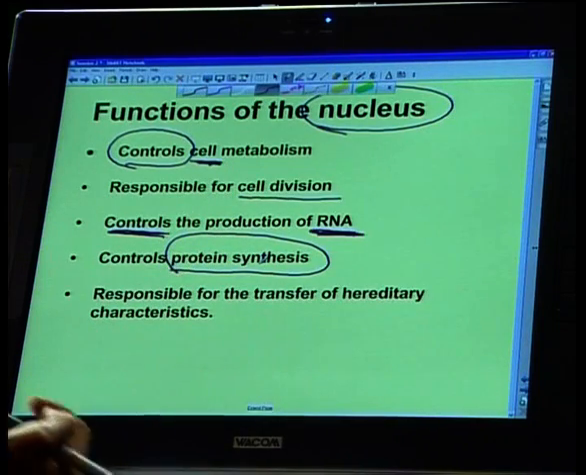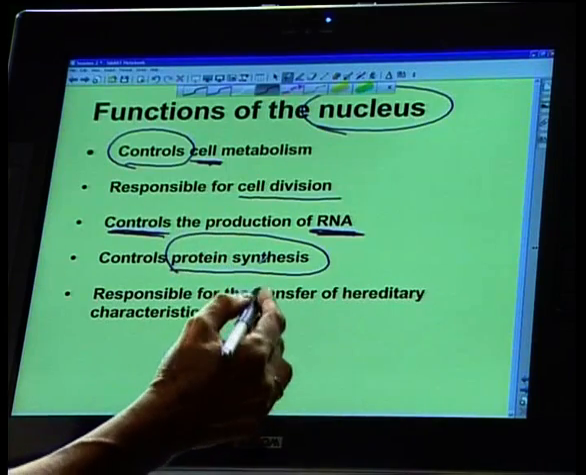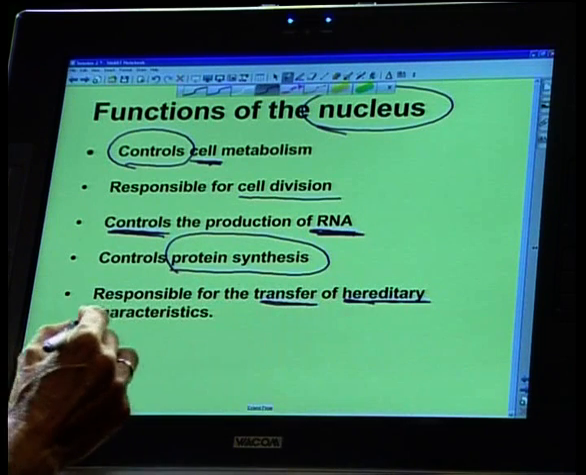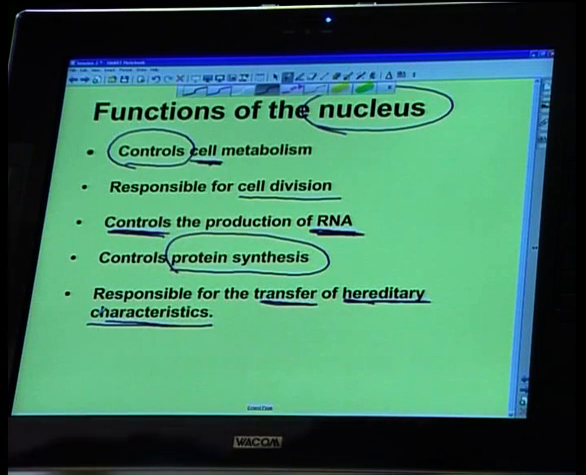Now, without protein synthesis, we can't have our proteins, and the nucleus determines the proteins that are going to be synthesized. Remember, synthesis means to make. So protein synthesis is to make proteins. And the nucleus is also responsible for the transfer of hereditary characteristics or hereditary traits. Traits is a shorter word than characteristics, and it means the same thing.